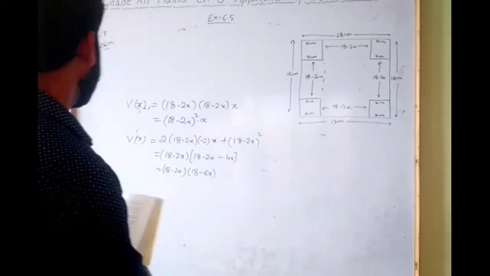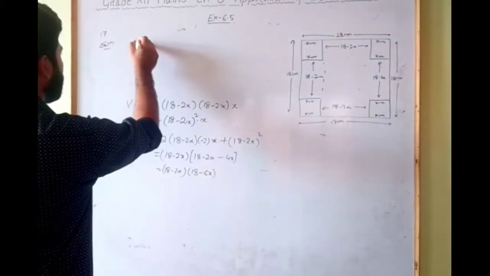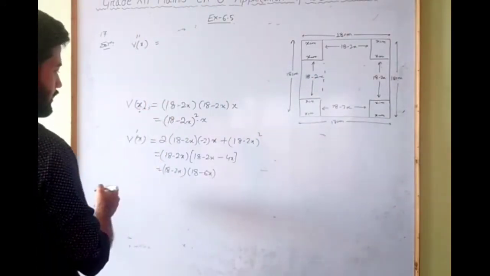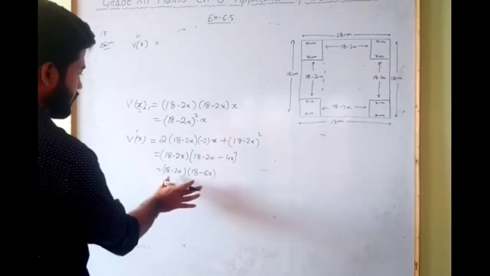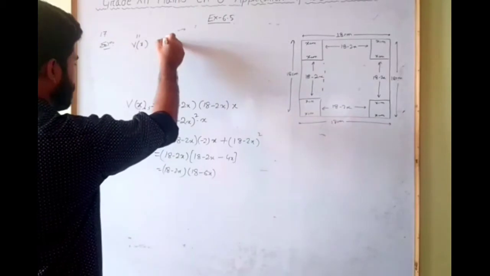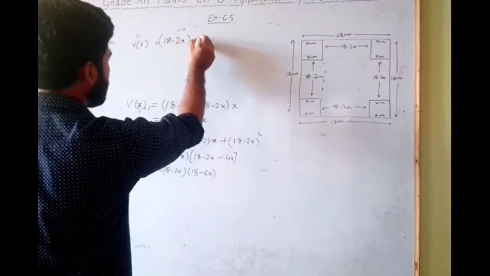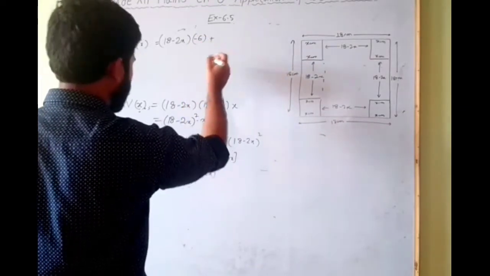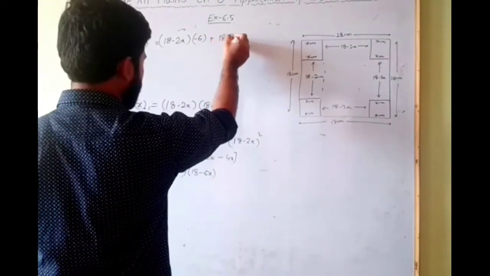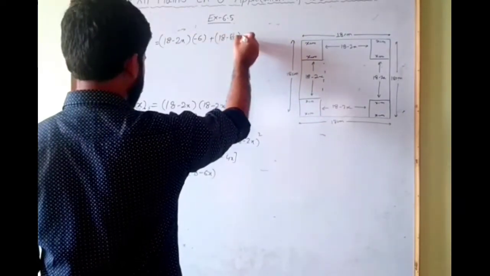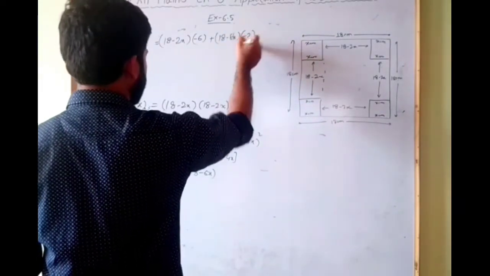The second derivative here will be, that is v double dash of x. So this is our first function, second function. So 18 minus 2x, first function, derivative of second function will be minus 6 here, plus second function 18 minus 6x into derivative of first function, that will be minus 2.